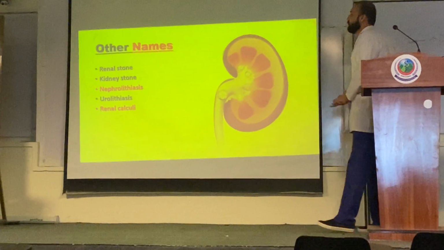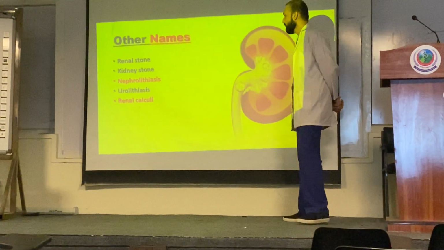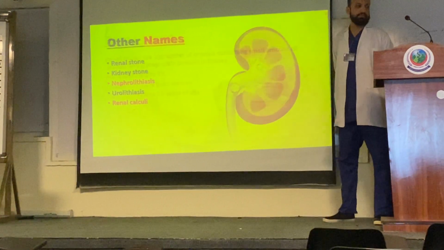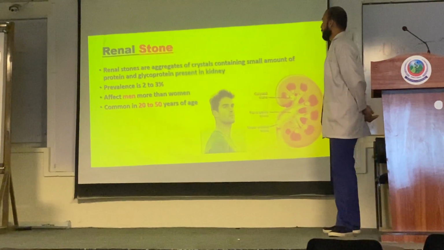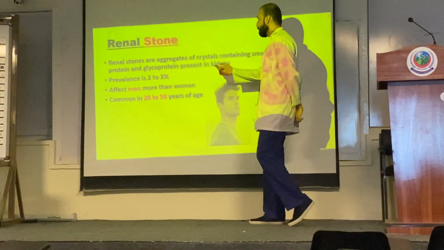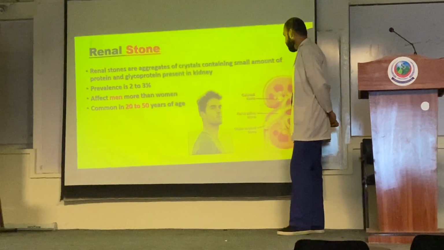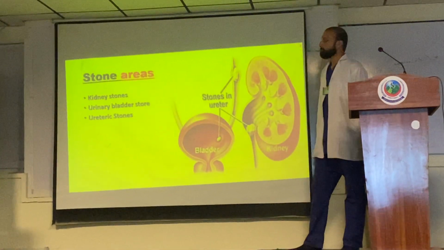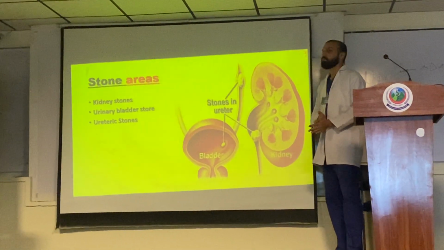The other names for renal stones are kidney stones, nephrolithiasis, urolithiasis, and renal calculi. These all names are used for kidney stones. Renal stones are aggregates of crystals which contain protein and glycoprotein. Its prevalence is only 2 to 3%, and it affects men more than women, mostly 20 to 50 years of age. So the most common age group is 20 to 50.